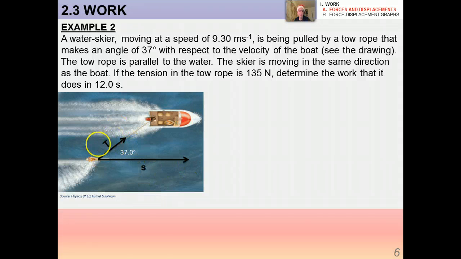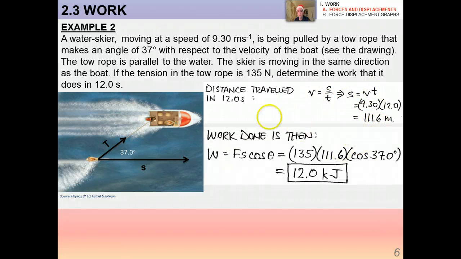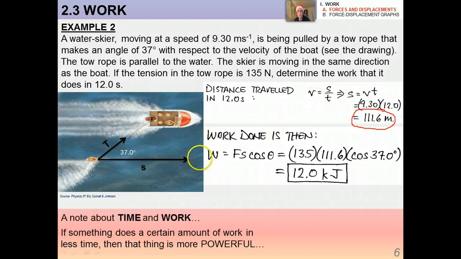Okay, so the first thing I want to do is I'm going to draw the tension vector and the displacement vector as shown. So the distance traveled in 12 seconds, that's pretty easy because I know velocity and time. I got a distance of 111.6 meters. So the work done is then quite simple. I got 12 kilojoules because work is Fs times cosine theta in this case. So the trick to this one is to find out, you're not given the displacement, but it's pretty easy to figure out. Okay?